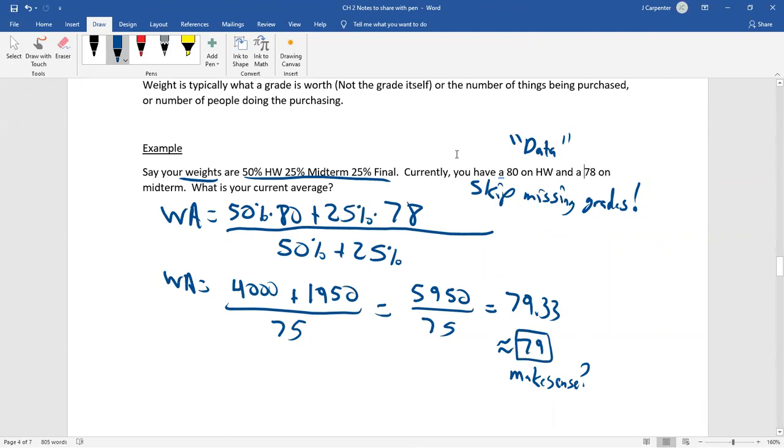On top of that, when you only have a couple categories, you can actually tell which one it should lean towards. Since the homework counts as more of the weight, it counts as more of your grade, it has more importance, so to say, then the average should lean more towards whatever the homework is. So with an 80 and a 78, this has more importance, so that means the average should be closer to 80 than 78. And before you rounded, 79.33 was a little closer.